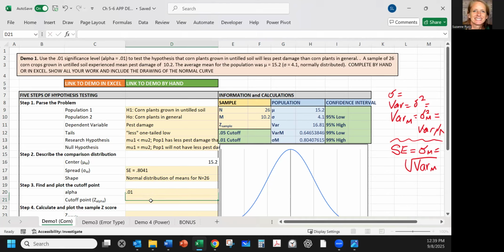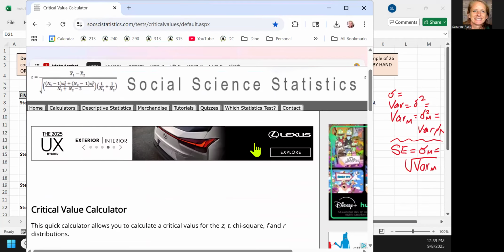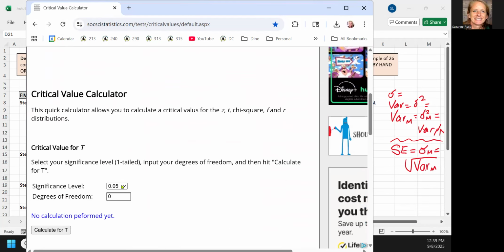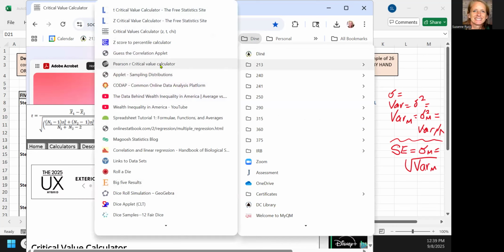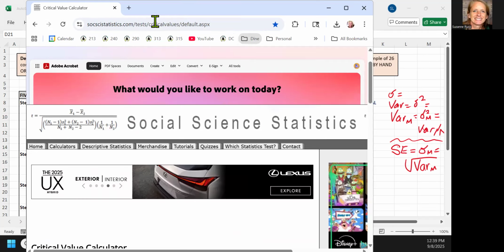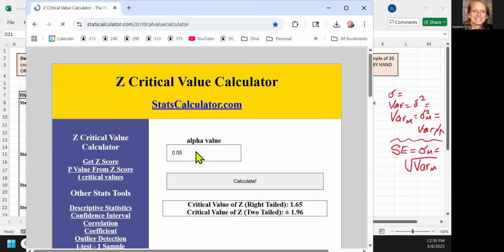And the cutoff point associated with that, we can find using our critical value calculator tool, which we'll use now. Scrolling down, we see that this is at 0.05. We'll change it to 0.01. And actually, this is the T calculator. So let me get up our Z-score calculator. This is the one that you'll be using, the Z critical value calculator.